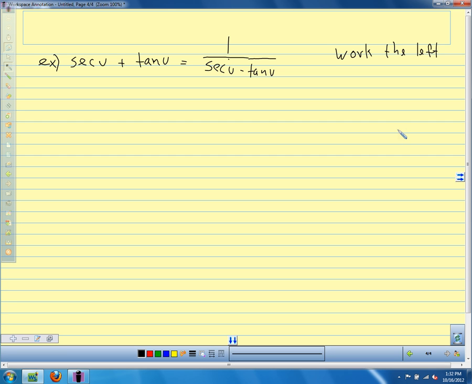All right, so to work the left, what are we going to want to do? Let's rewrite these in terms of their reciprocals and their quotients. So this is 1 over cosine u plus sine u over cosine u. Now what are we going to do from here? Combine them? So this is 1 plus sine u over cosine u.